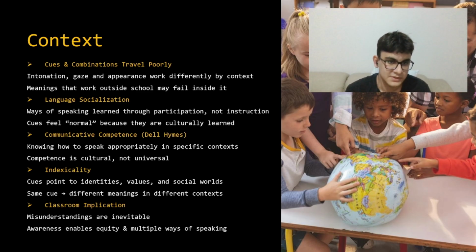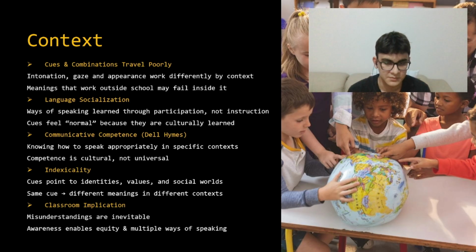We have language socialization. These are ways of speaking. We learn ways of speaking through participation and not instruction. Cues feel normal because these are culturally learned. These are kind of embedded into our minds, and these can be changed from outside, but it will be difficult. Next, we have communicative competence.